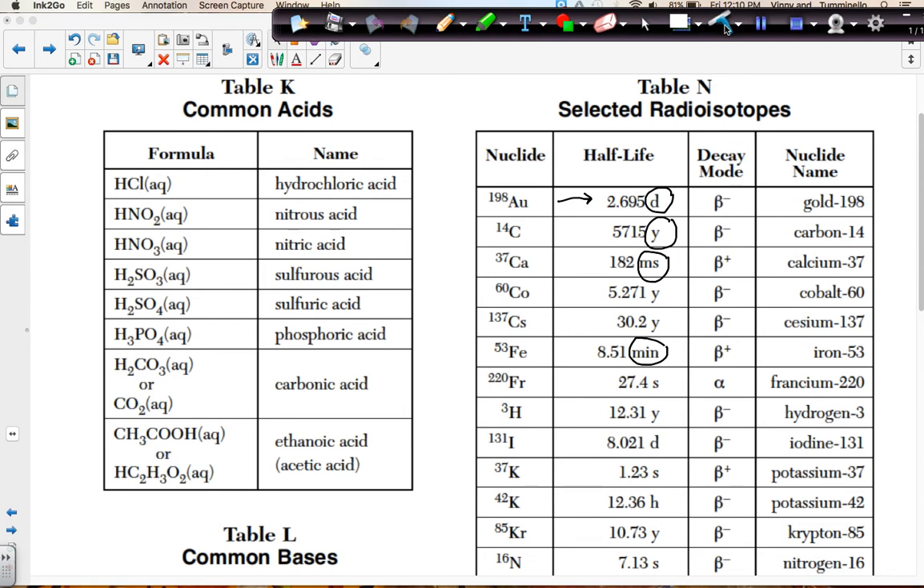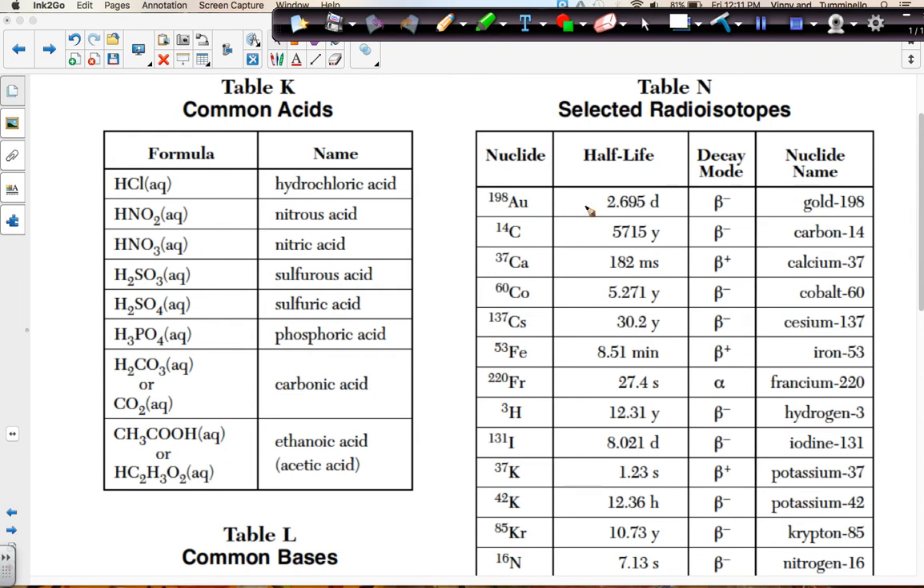The shorter the half-life is, the less time it takes for the substance to decay into more stable products. Remember that the half-life is defined as the time it takes for half of the radioactive substance to decay into more stable products. Half of it remains after that time. For the decay modes, remember B minus is beta, B positive is positron, and A stands for alpha. These symbols will be discussed on the next table, Table O.